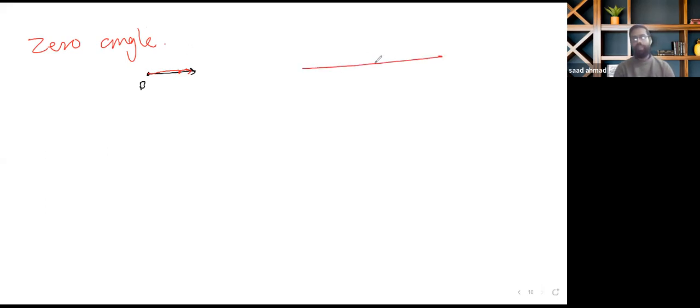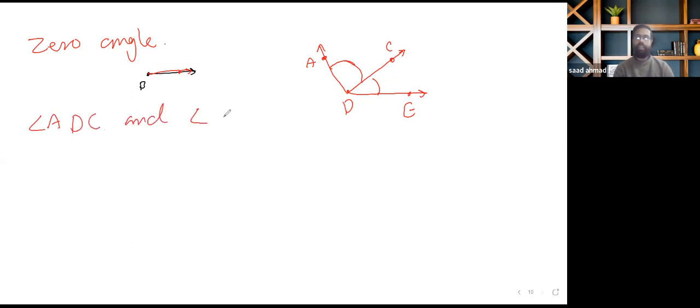And if we have two angles, let's say like this, let's say C, E, A. So the angle ADC and angle CDE are adjacent angles.